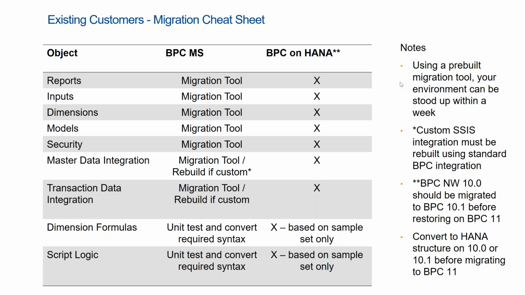So next slide on here, existing customers or migration. I just created this quick cheat sheet. So this is by object if you're an existing customer. So reports, inputs, dimensions, model, security, and so on. And the first column is BPC Microsoft, second column BPC on HANA, regardless of version.